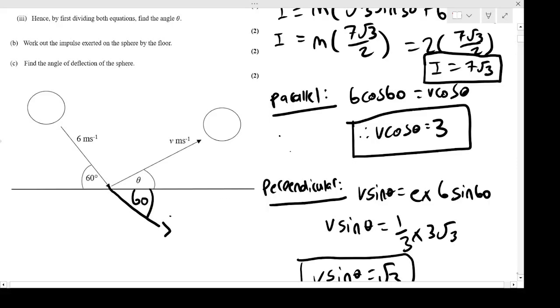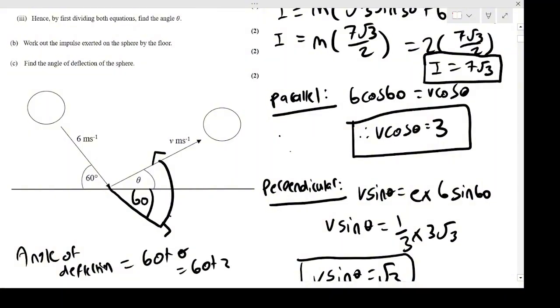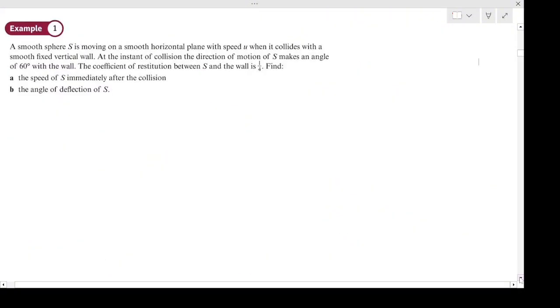And so the whole angle of deflection here is just going to be 60 add theta. But remember, theta is 30, so we just get, actually, it's 90 degrees. The angle of deflection is 90 degrees. That's how much the direction is being turned by after it bounces off the floor. But there we are, and now we've got this question here.